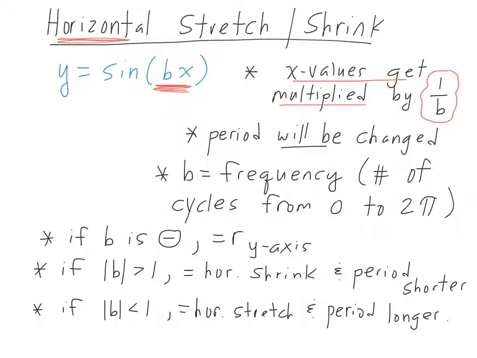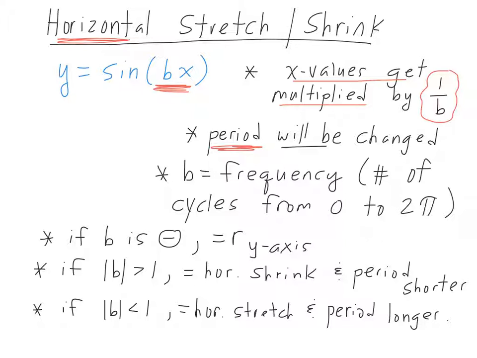So if we are making an adjustment horizontally, the period is going to be changed. Remember the period is the length of time required to complete a full cycle. So if we are stretching things or shrinking things horizontally, then the period, or the length of time, the number of degrees required to complete a full cycle, is going to be different.